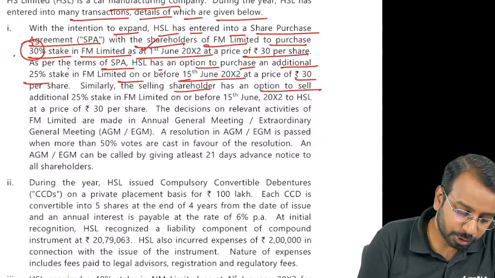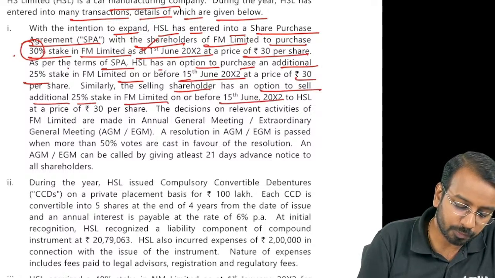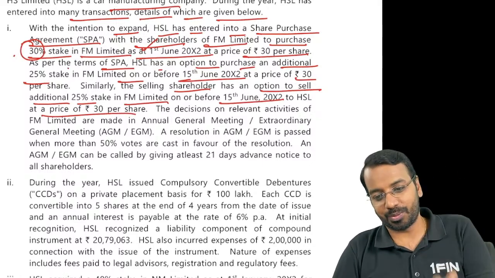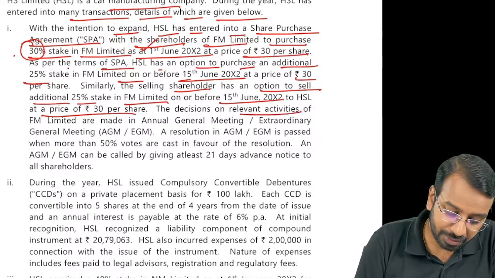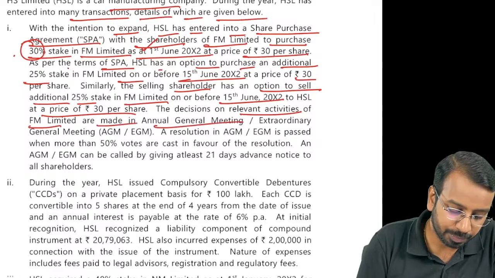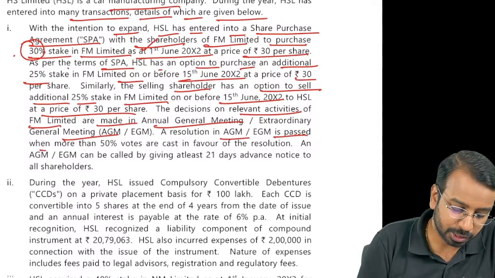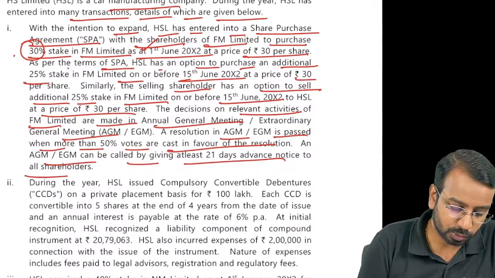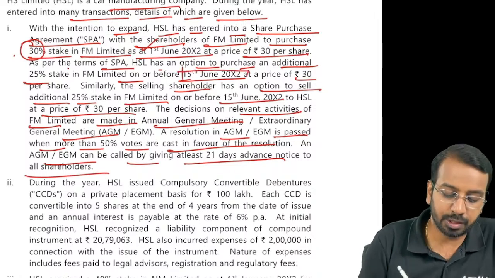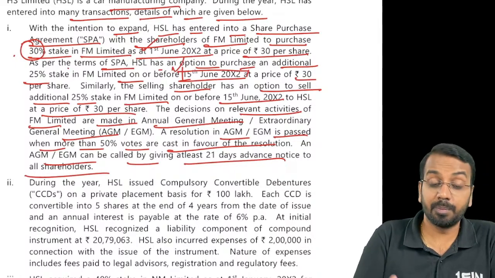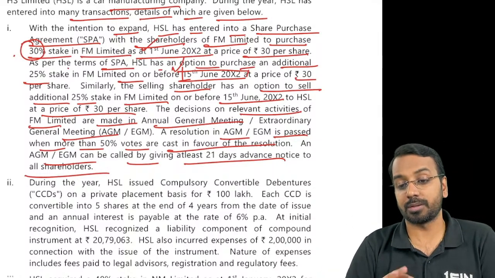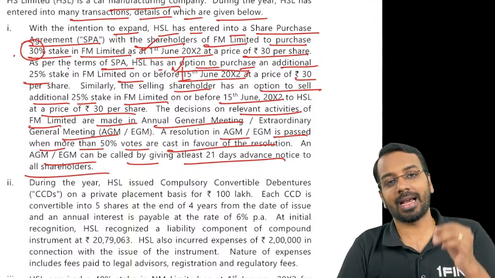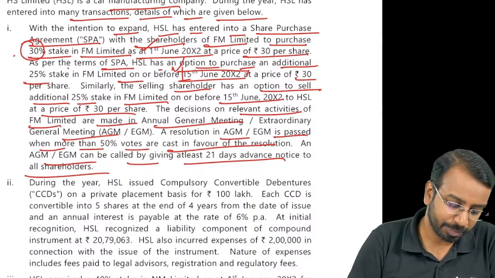Similarly, the selling shareholder has an option to sell an additional 25% stake in FM Limited on or before 15 June at a price of 30. Okay, so if the company doesn't buy, the seller can sell. The decision on relevant activities of FM Limited is made in AGM, EGM. Resolution in AGM, EGM is passed when more than 50% votes are cast in favor. AGM, EGM can be called by giving 21 days advance notice to all shareholders. Now, what is the cutoff date? 15th June. Means to approve this transaction, there was an AGM held 21 days earlier. Means the transaction is already approved by the shareholders. It is just that the company has to exercise either the buying or the selling. Right? That is the first part.